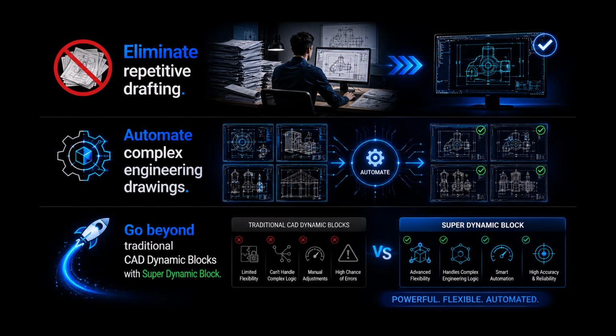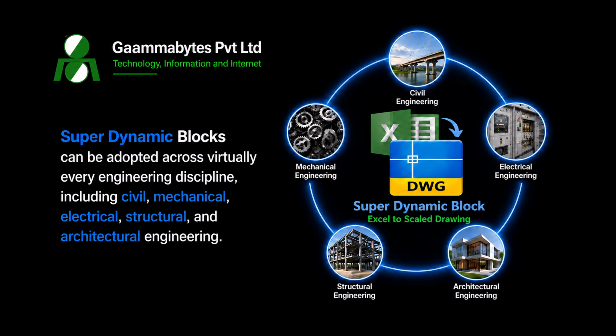Unlike conventional CAD dynamic blocks, Super Dynamic Blocks are far more powerful and flexible. This technology can automate highly complex engineering drawings that traditional dynamic blocks simply cannot handle. Super Dynamic Blocks can be adopted across virtually every engineering discipline, including civil, mechanical, electrical, structural, and architectural engineering.